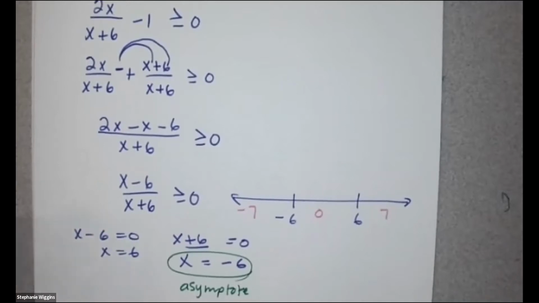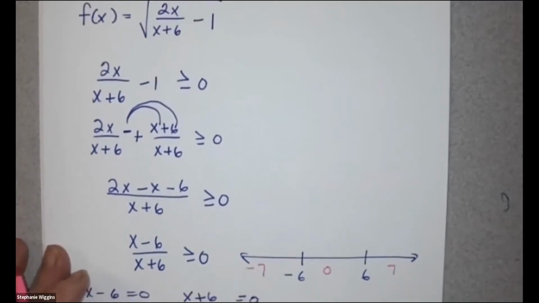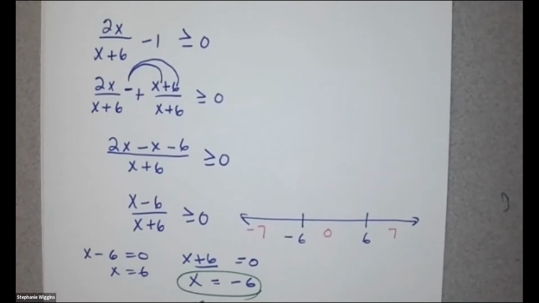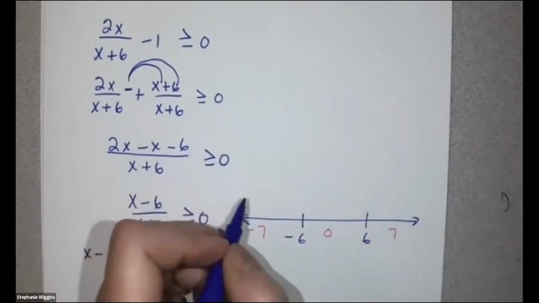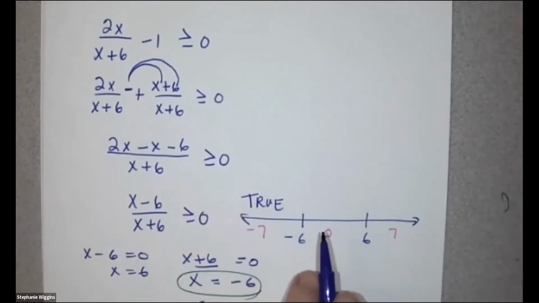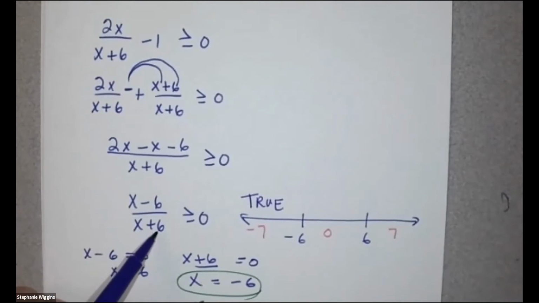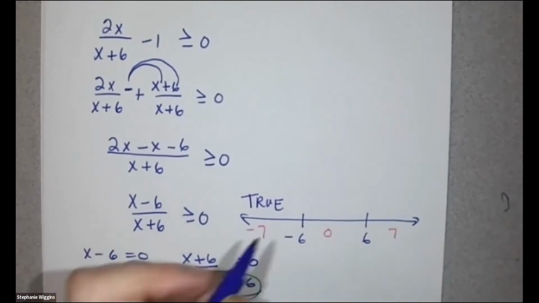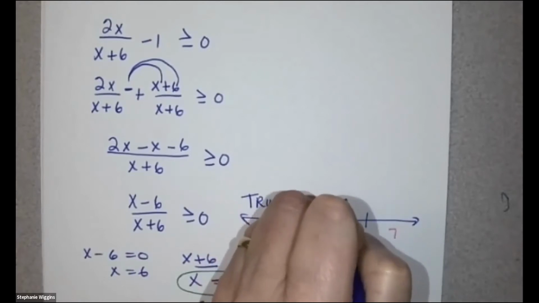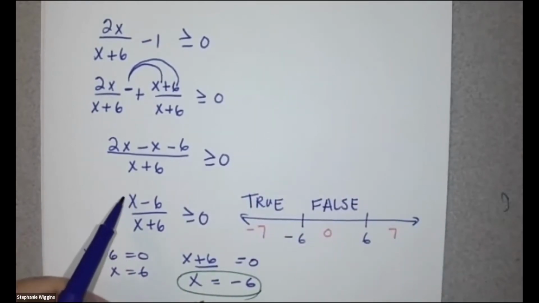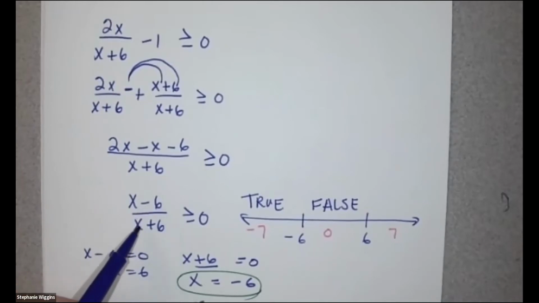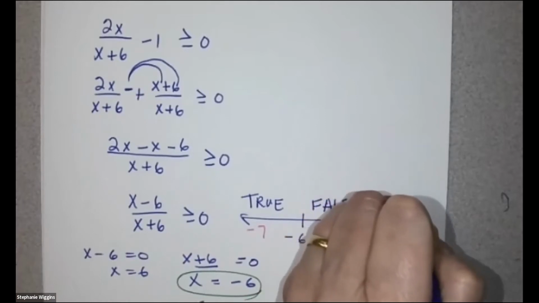And plugging those in. Plugging in -7, I get a negative divided by negative. Is that positive? True. Plugging in 0, -6 divided by 6. Is that positive? That's false. Then plugging in 7. 7 minus 6 is 1, 7 plus 6 is 13. 1/13. Yes, that's greater than or equal to 0.